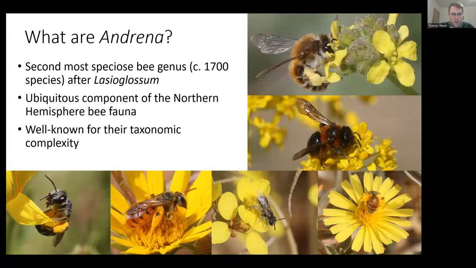So Andrena are a group of entirely solitary bees. In many ways, their ecology is very simple. No social behavior, and they all nest in the ground. So you don't need to deal with the diversity of life histories found in megachilids. There's about 1,700 species at the moment.